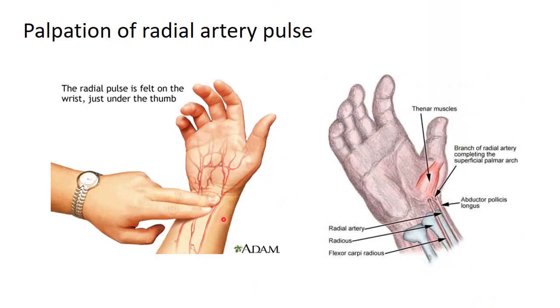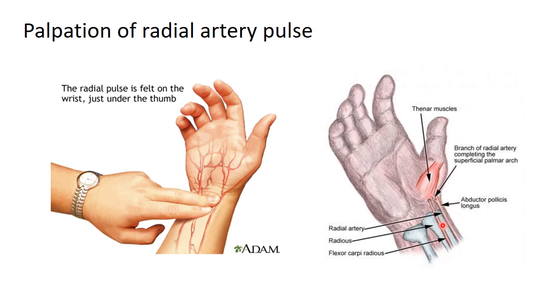Here's a demonstration of how we can palpate the radial artery. The most important landmark is the tendon of flexor carpi radialis. I just localize the tendon of flexor carpi radialis distally, just lateral to it, just lateral to the tendon, I can palpate the radial artery.